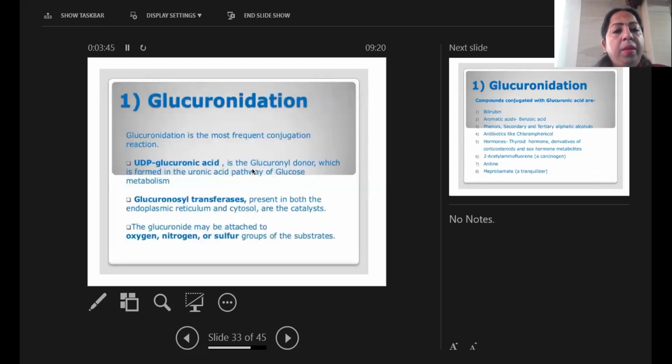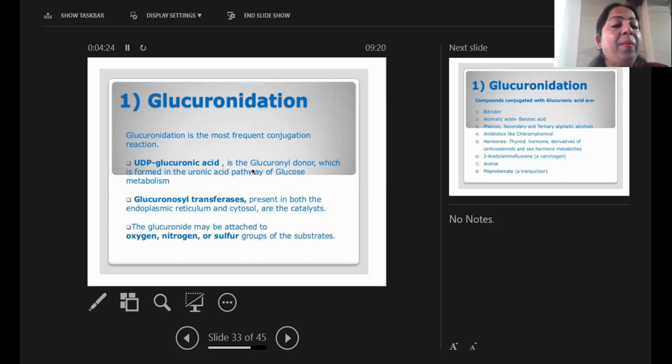Now let us first talk on to the glucuronidation reaction. Glucuronidation is the most frequent type of conjugation reaction. UDP glucuronic acid is the glucuronyl donor, which is formed in the uronic acid pathway of the glucose metabolism. Have you studied the glucose metabolism? If it is not done, you will see in the subsequent lectures that there is a uronic acid pathway. So uronic acid pathway is the major path for generation of glucuronides.